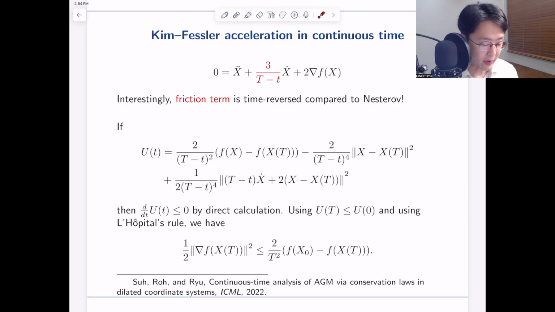In any case, how do you do the analysis in continuous time? Well, you define this funky Lyapunov function. You show that it's dissipated through direct calculation. And then at terminal time, we have these terms that all blow up. But what you can do is use L'Hopital's rule to conclude the 1 over t squared rate, the accelerated rate.